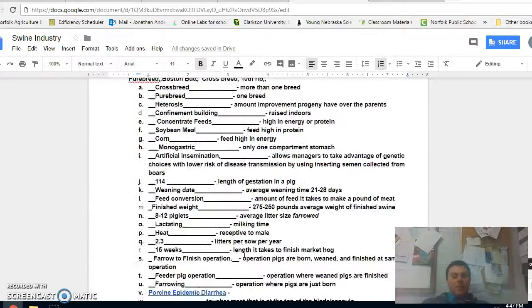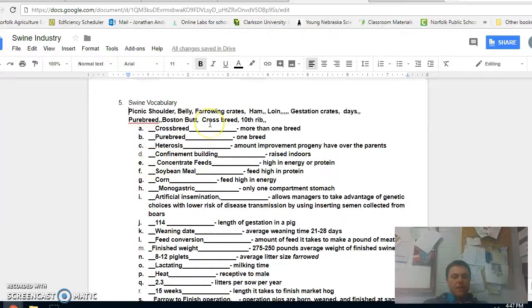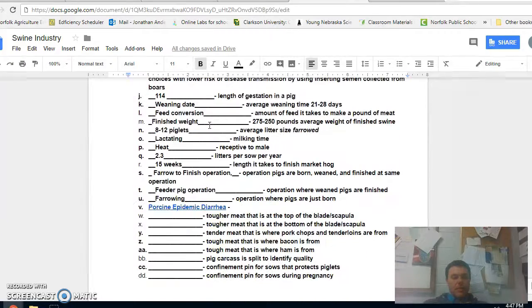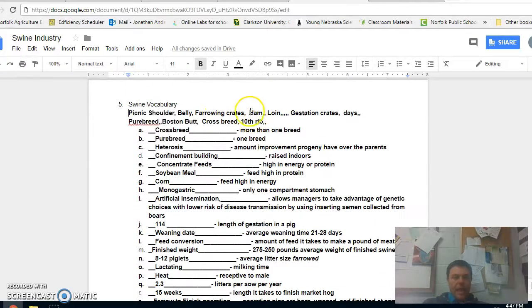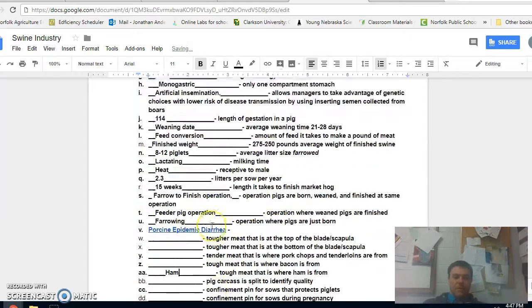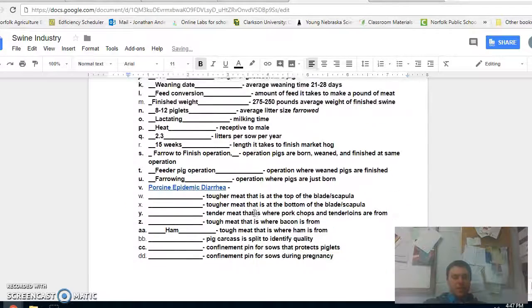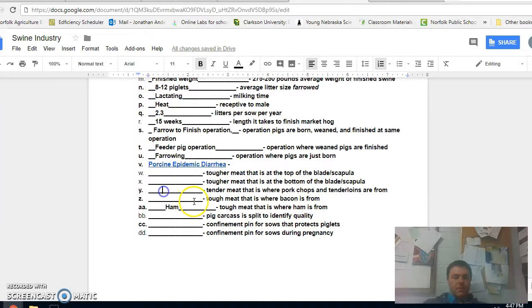We then move into some of our different cuts of meat, and with our different cuts of meat, you have ham, which is generally a tough meat. Your loin is along the back, and it is where your tenderloins are going to be from.